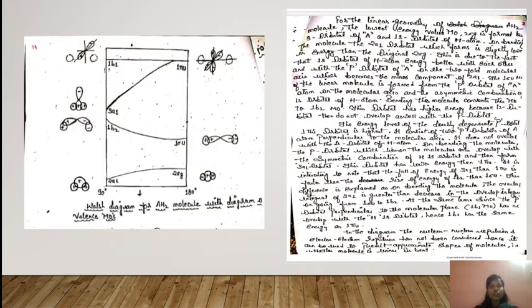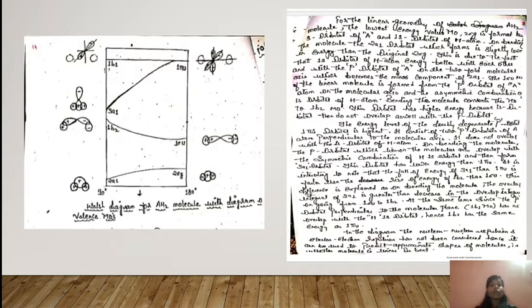So for the linear geometry AH2 molecule, see the diagram and see the theory also. For the linear geometry AH2 molecule, the lowest energy molecular orbital is 2 sigma g, which you are seeing in the diagram. 2 sigma g is formed by the s orbital of the A atom and the s orbitals of the hydrogen atoms. Two s orbitals of H are used here, and one s orbital of A is used here.